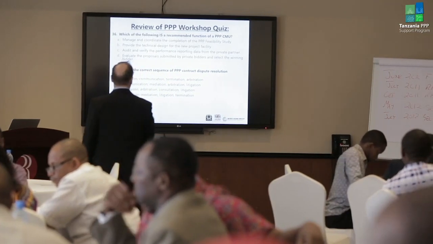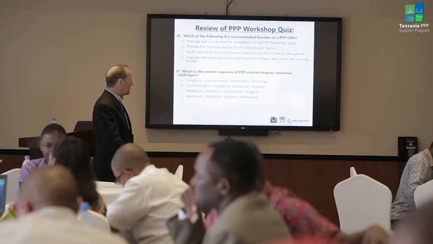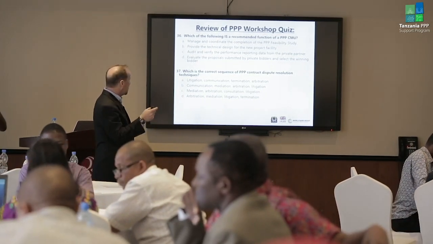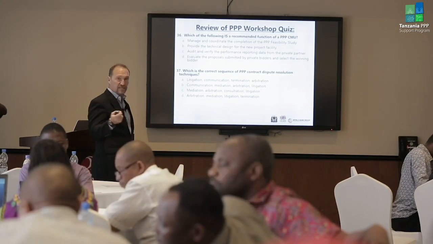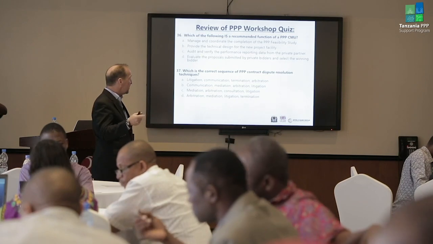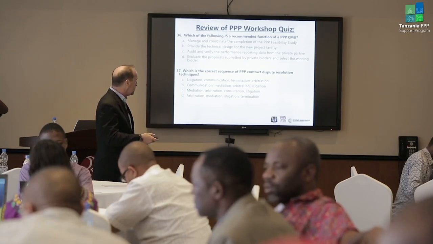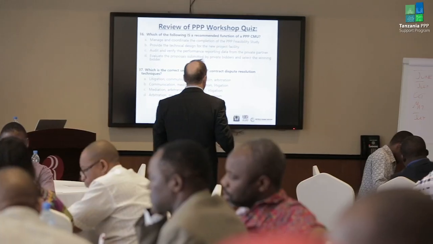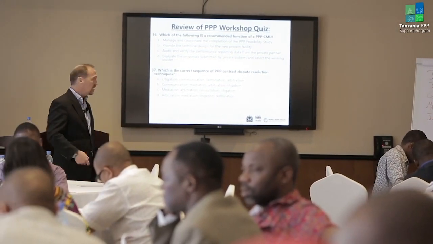Okay, I think these are the last ones. 36, which of the following is a recommended function of a PPP contract monitoring unit? Is it A, manage and coordinate the completion of the PPP feasibility study? Is it B, provide the technical design for the new facility? Is it C, audit and verify the performance reporting data from the private partner? Or is it D, evaluate the proposals submitted by private bidders and select the winning bidder? C, yes. Your job is to audit and verify the reporting data from your private partner. There are other functions that you do as well, but that's one of the key ones.